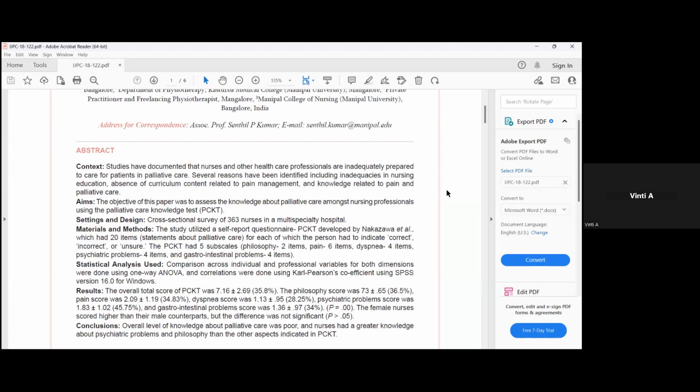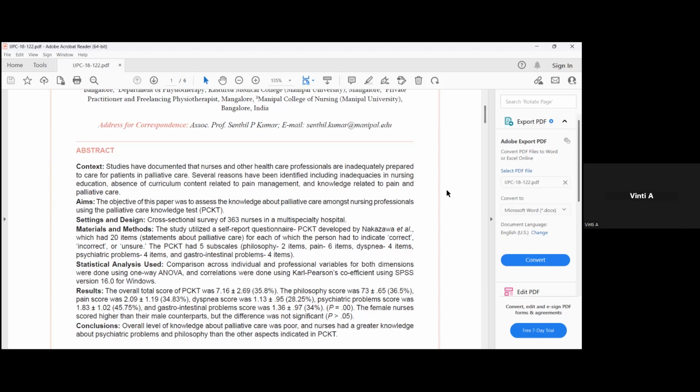They did a cross-sectional survey of 363 nurses in a multi-speciality hospital. It used a self-report questionnaire, developed by a medical professional, which has 20 items about palliative care. For each item the person has to answer correct, incorrect, or unsure. Within that questionnaire survey, there are 5 subscales. Philosophy had 2 items, pain had 6 items, dyspnea had 4 items, psychological problems had 4 items, and gastrointestinal problems had 4 items. The reason I am doing this paper is that last time we did central tendency, so I'm trying to show how measures of central tendency have been used in this particular paper so that you can relate to what I've done.